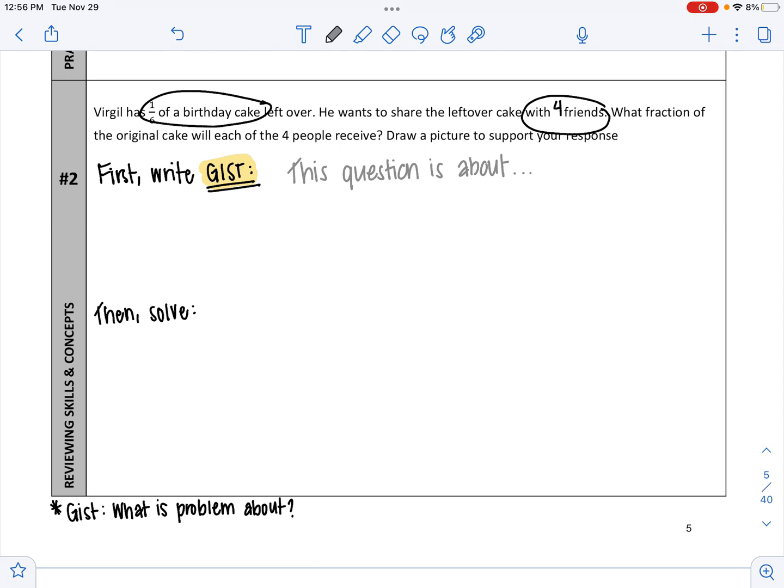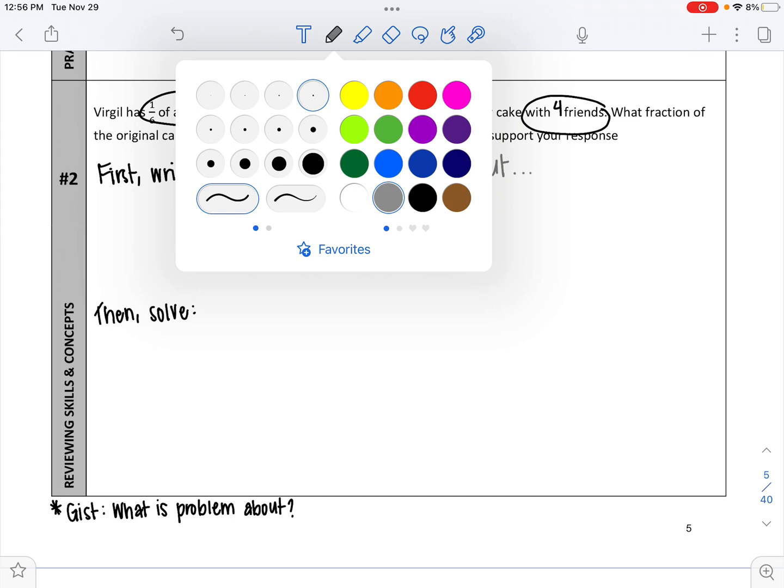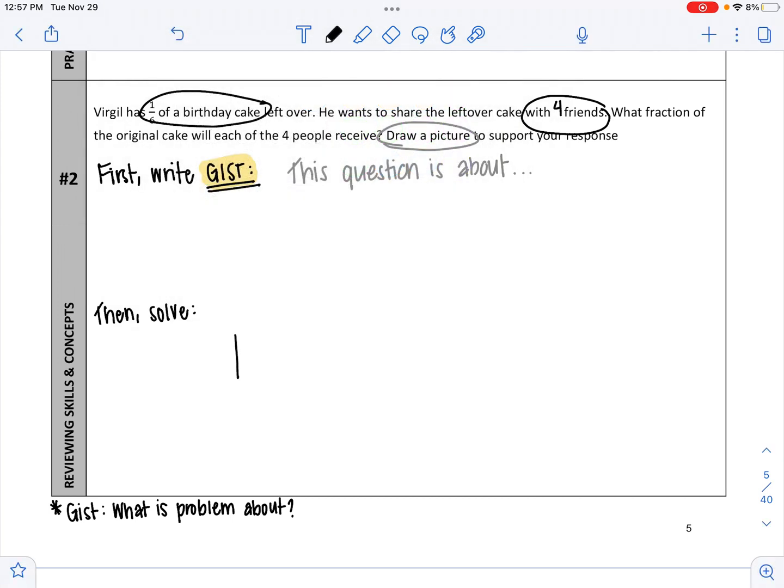Then you'll solve. Notice that they're asking you to draw a picture. So you might want to begin by showing me 1/6 of a birthday cake. You could just draw a bar to show 1/6 if you like. And then recognize what you're doing to that 1/6, which you'll know from the gist that you wrote above. Go ahead and pause this video to try to find out how much of the original cake each of the 4 people get.